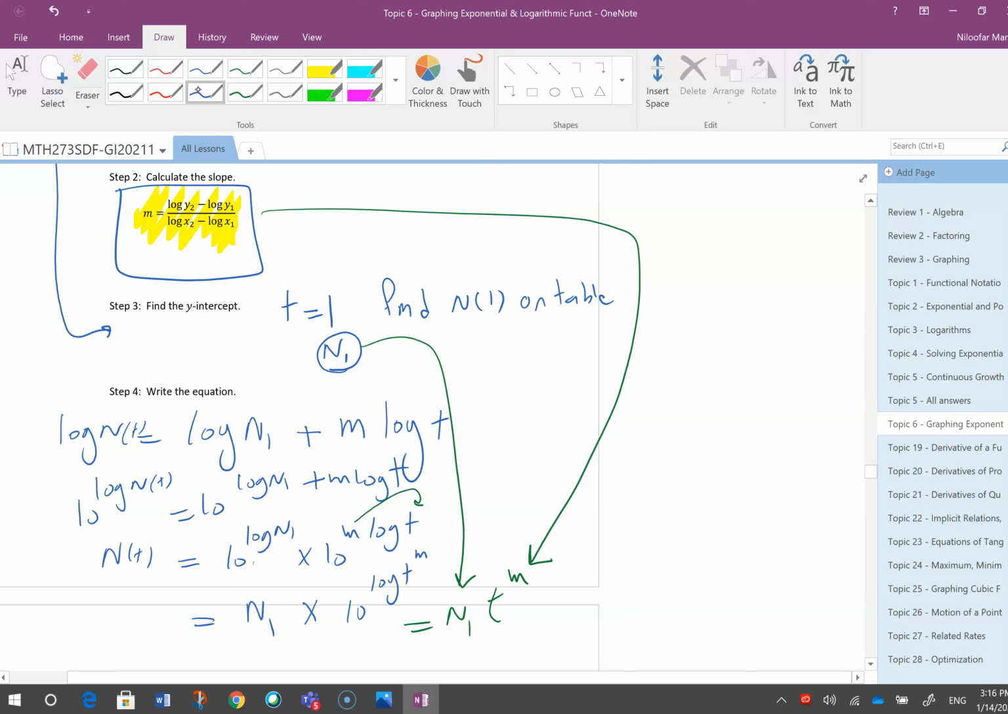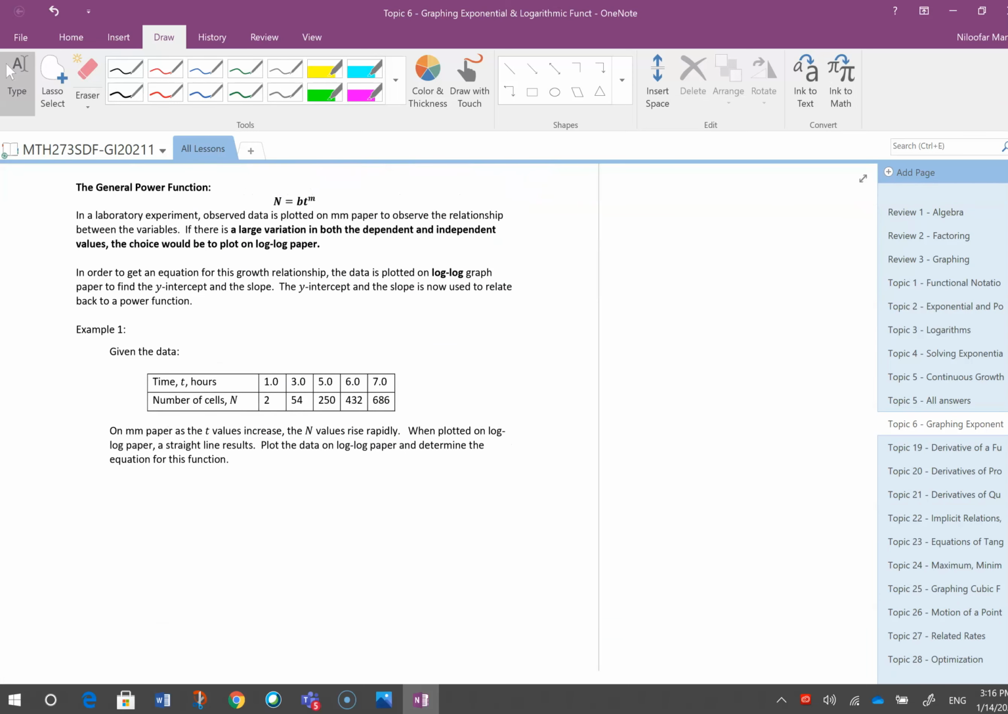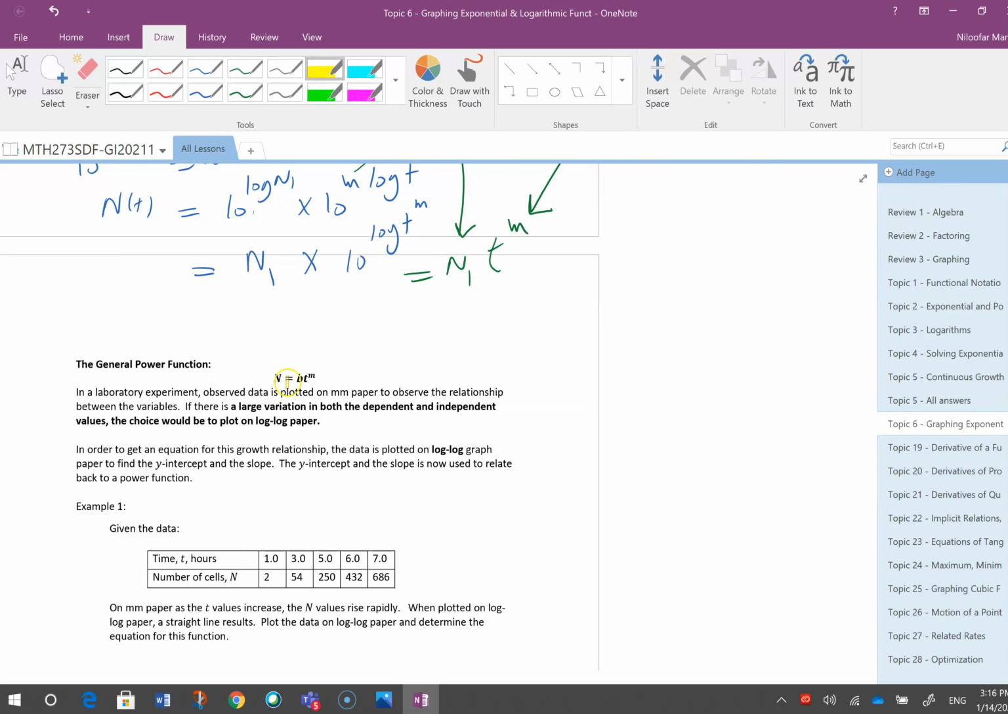So if I don't have the equation, I can use the table to write my equation, which is here. b is n1. Remember, it's not n0, because I do not have 1 on the log paper. Log 0 is not defined. Log 1 is 0. So I use n1. I do not use 0 and 0. And m is the logarithm of y2 minus the logarithm of y1, over x2 minus x1.